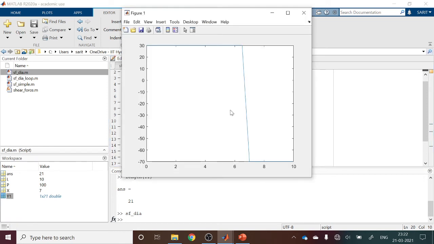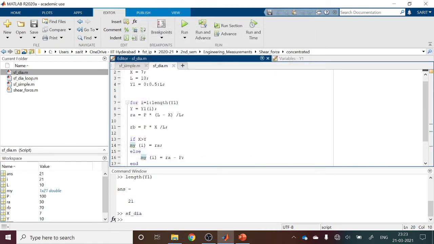So you can see this is a simple plot of shear force. At the 0 instant, shear force is 30. Then here the shear axis is passing, and the line is passing here. At this point it will change the sign, and then again it will go to 0 at 10. So this is the shear force diagram for this beam.